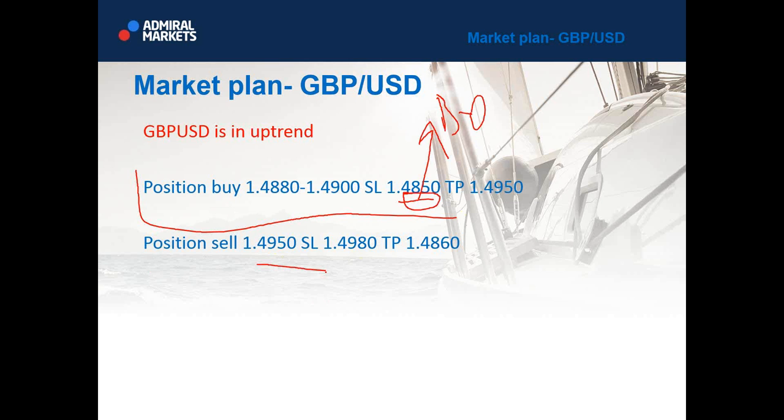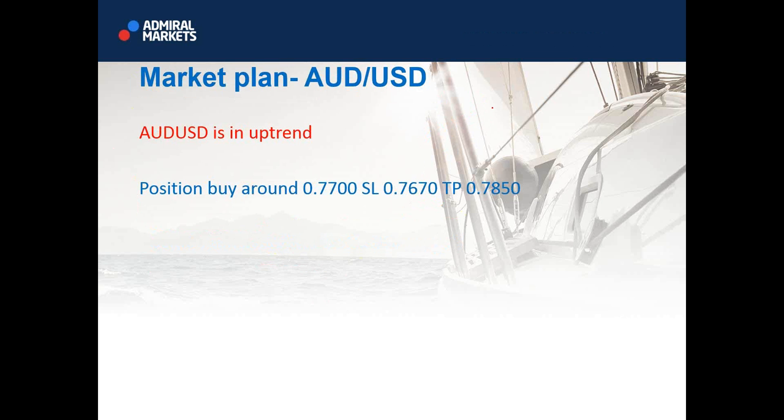Okay, now let's see another setup. Australian dollar. Australian dollar is in an uptrend, and at 7700 I'm looking to buy. Today's level was 7740, and initially it went very close to 7740, and then it jumped up. Now if it drops to 7700, I will buy it. Okay, I will show you the screen.